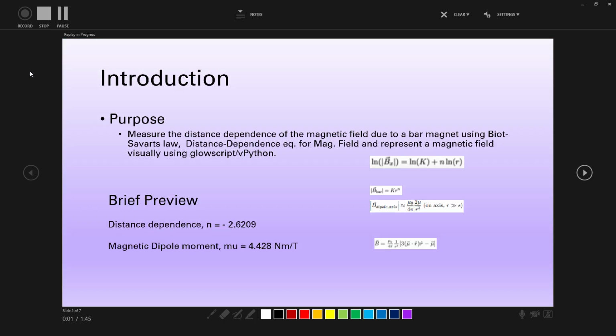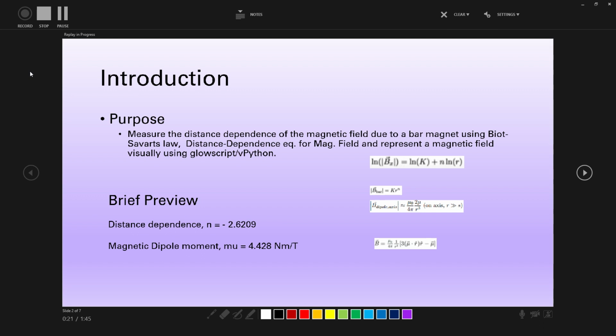A bit of an introduction to our experiment here. The purpose of this lab was to measure the distance dependence of the magnetic field due to a bar magnet using Biot-Savart law and distance dependence equations for magnetic field, and represent that magnetic field visually using VPython.